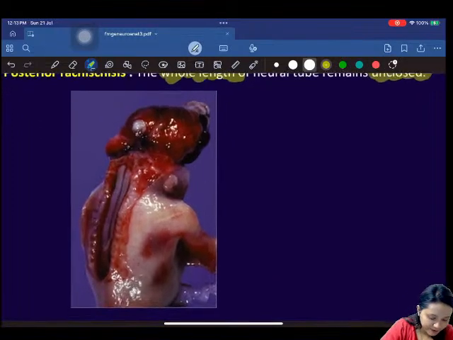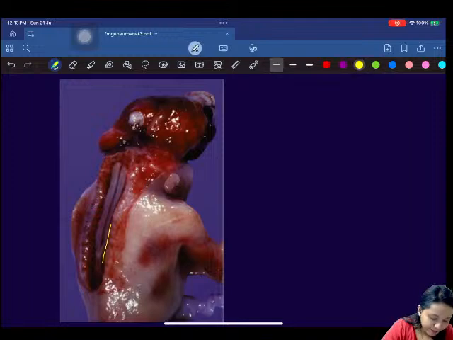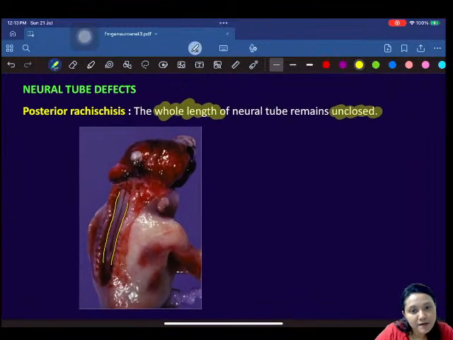So you can see in this image that the entire neural tube is open. So this is a condition of your rachischisis or craniorachischisis. Every year in the exam, questions on rachischisis, spina bifida, meningomyelocele, all these neural tube defects are repeated. So if the whole length of the neural tube remains unclosed, then it results in rachischisis.